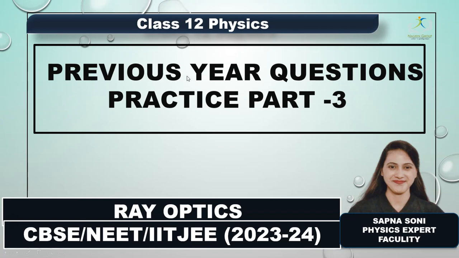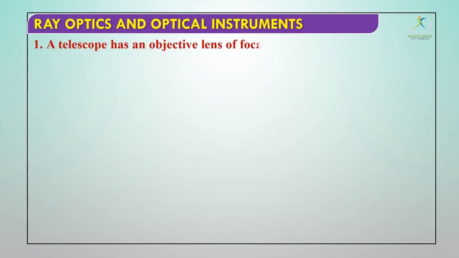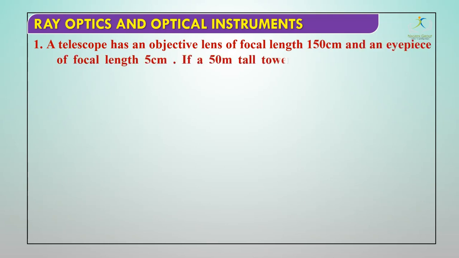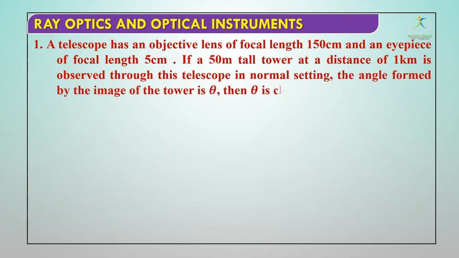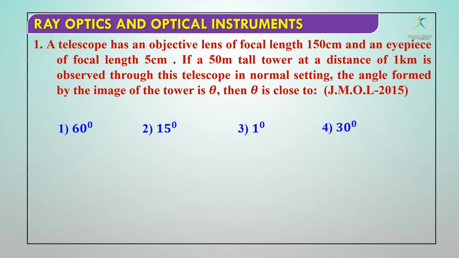The first question which we have: a telescope has an objective lens of focal length 150 centimeter and an eyepiece of focal length 5 cm. If a 50-meter tall tower at a distance of 1 kilometer is observed through the telescope in normal setting, the angle formed by the image of the tower is theta, then theta is close to 60 degree, 15 degree, 1 degree, 30 degree. Students, let's move with the solution of this question.